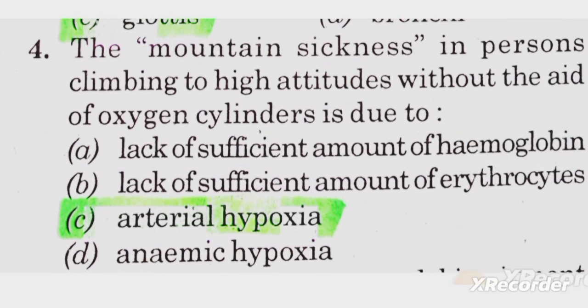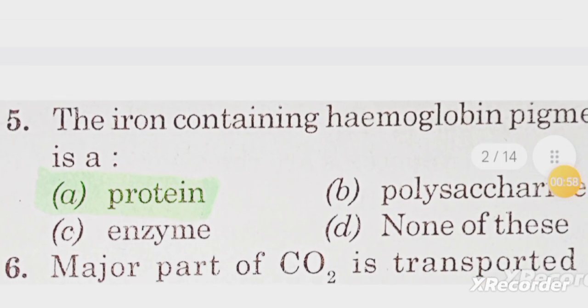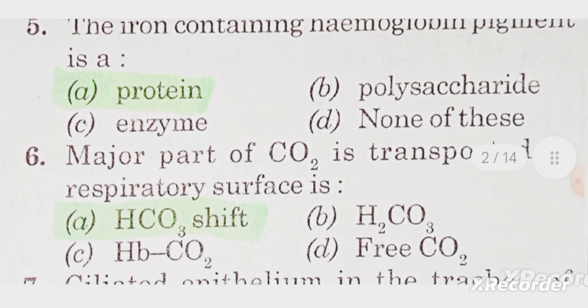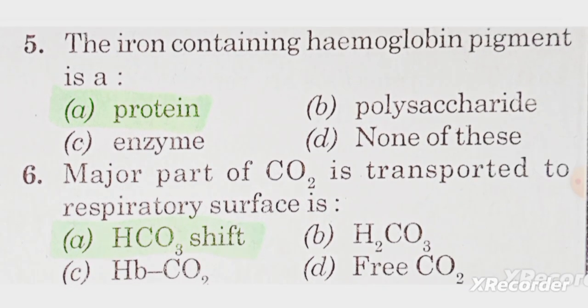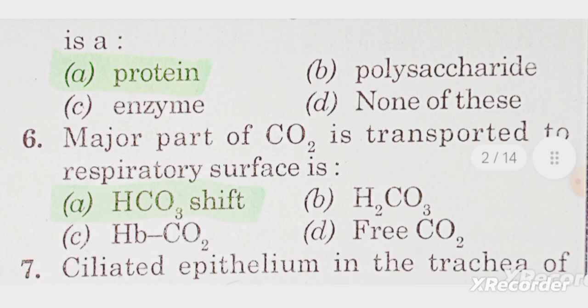The mountain sickness in a person climbing to high altitudes without the aid of oxygen cylinders is due to answer C, atrial hypoxia. Next, the iron containing hemoglobin pigment is a answer A protein. 6. Major part of CO2 is transported to the respiratory surface as answer A, HCO3 shift.